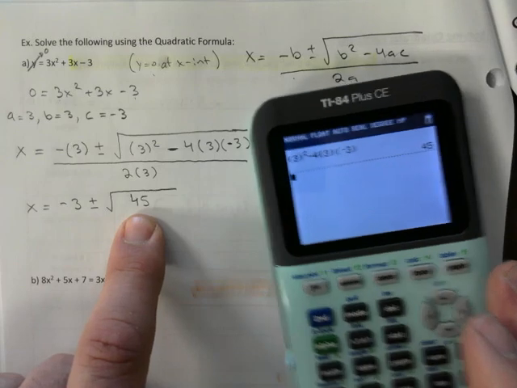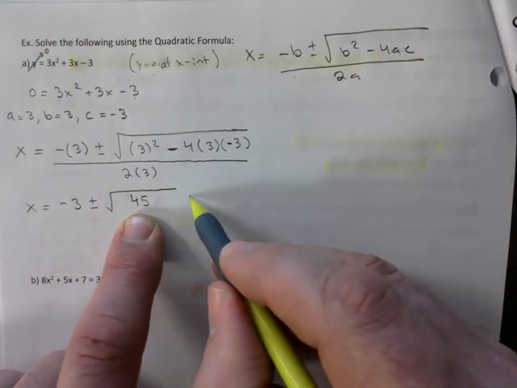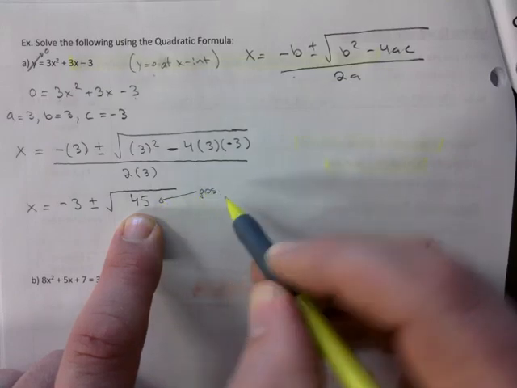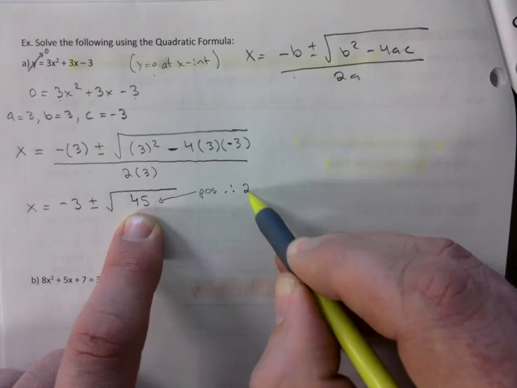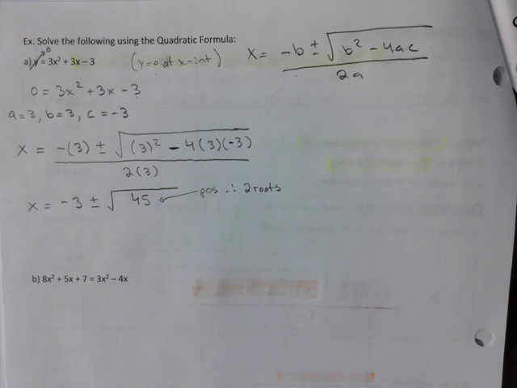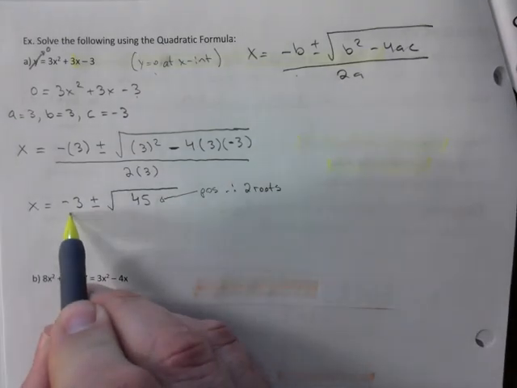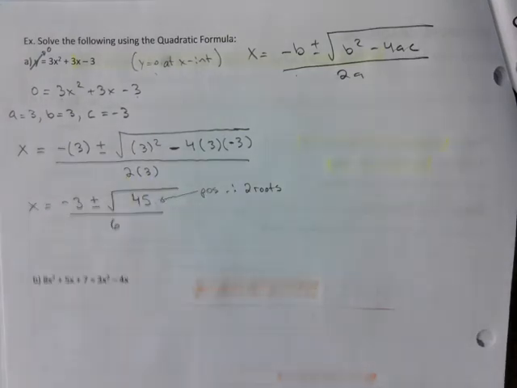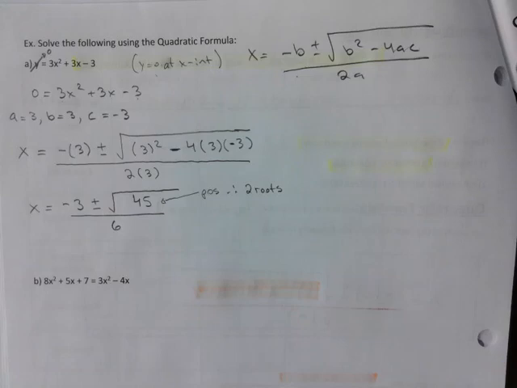By the way, just a little note, this is positive. Therefore, how many roots? I'm expecting 2 roots. And now you know why we call them roots, right? Because it's inside the root. So that's why we do that. And then over 2 times 3 is just 6. And so this cleans up pretty nicely.